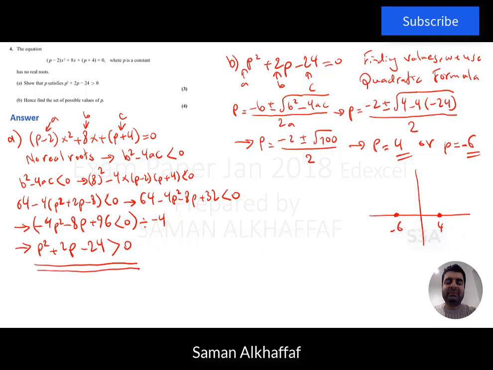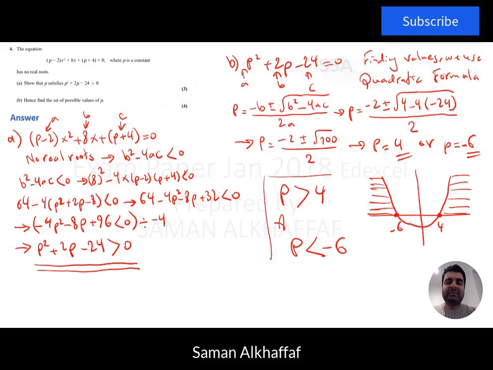Because it's a quadratic equation, we would have the curve coming in this shape. Since we are looking at the range of possible values, we're looking at the values in this area and the values in this area of the axis. So we would have p bigger than 4, and p also smaller than -6, and this will be our answer for part B.